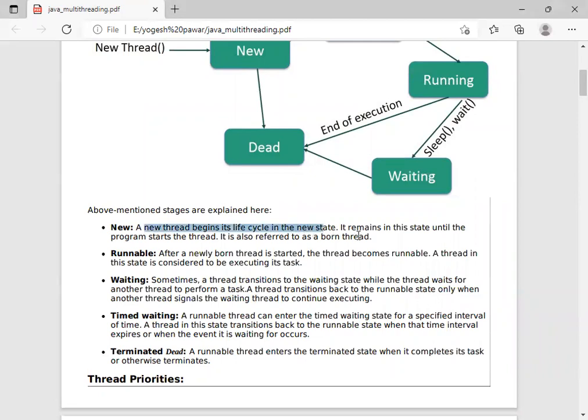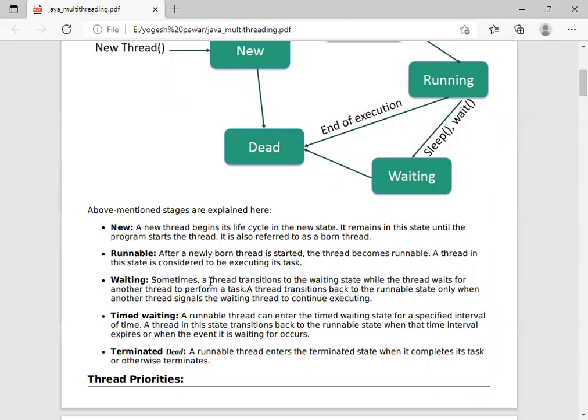A new thread begins its life cycle in the new state. It remains in this state until the program starts the thread. It is also referred to as a born thread. Runnable: after a newly born thread is started, the thread becomes runnable. It means that whenever we have created the thread, the next step is the runnable state. It is the stage which is on the verge of running but not actually running. Okay, a thread in this state is considered to be executing its task.